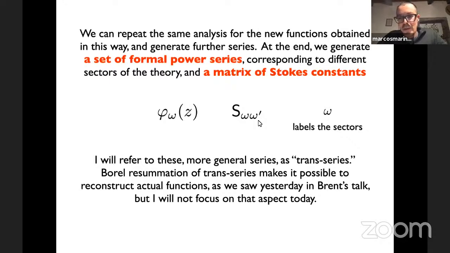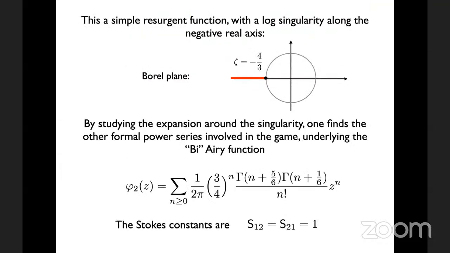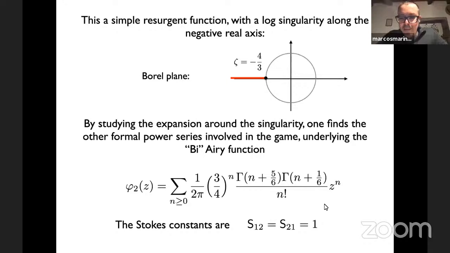So, is this clear? Sort of. Okay. I mean, some of these Stokes constants you cannot really change, because they are relating these two things. Once you choose a normalization, so say for phi one, then the whole thing will follow through. Okay.